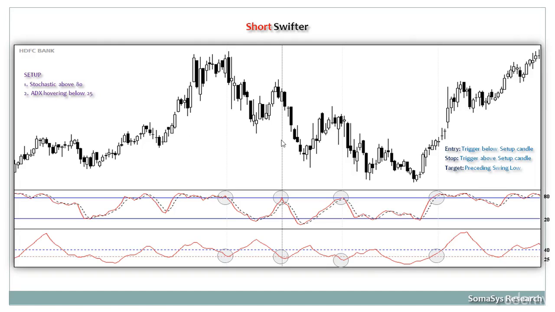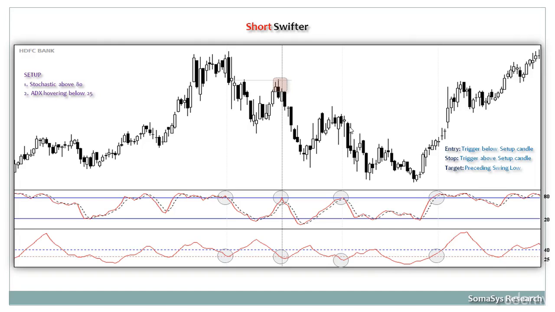Now we have this setup over here. Price is now trending down and we have a short Swifter in place. The same occurs at a resistance point and risk reward ratio is almost 1:1.5. So this setup is tradable.